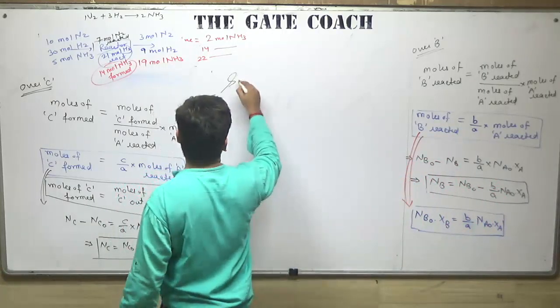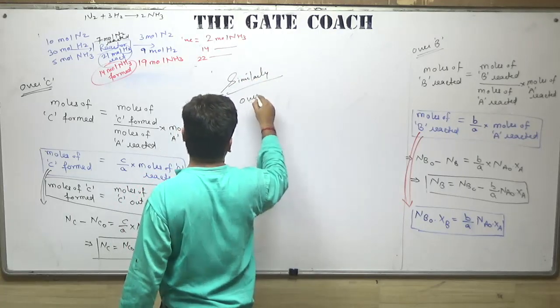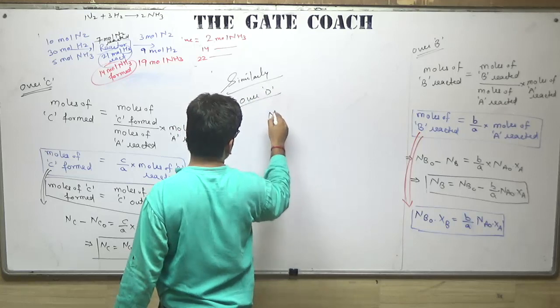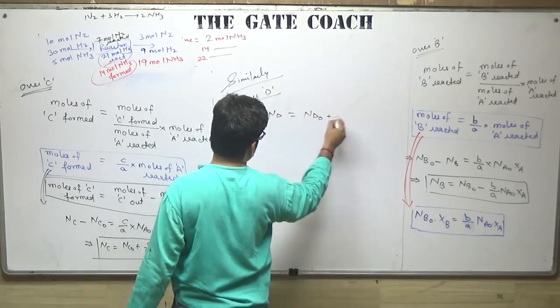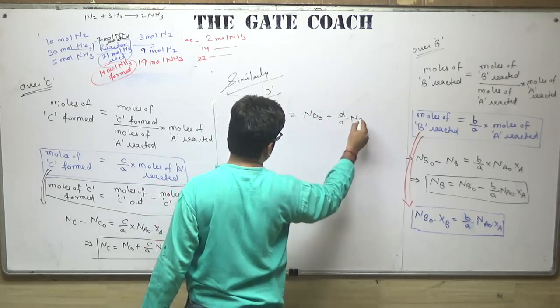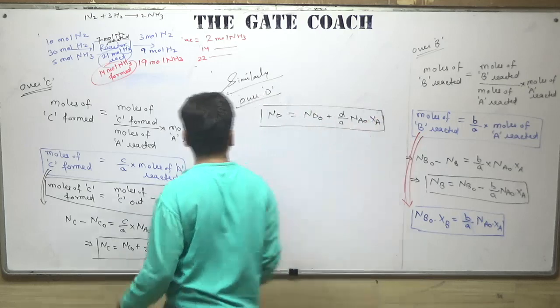And similarly, you can write for component D, that is ND is equal to ND naught plus D by A times Na naught into XA, as D is also the product.